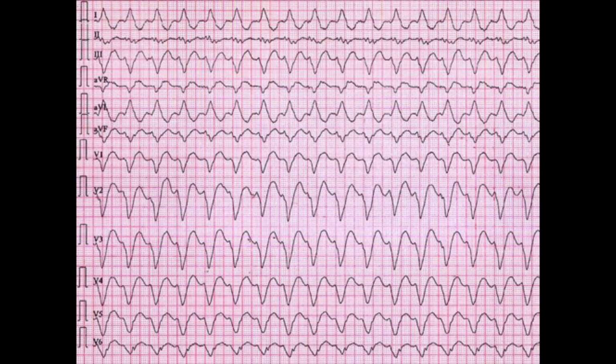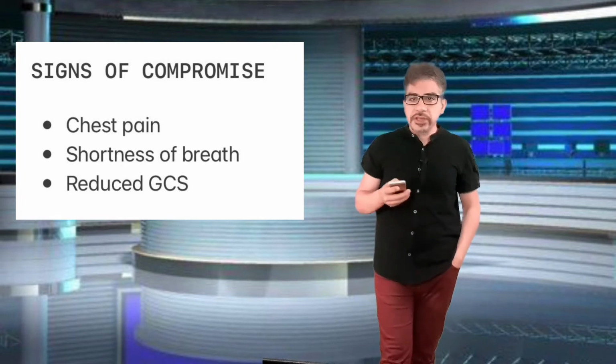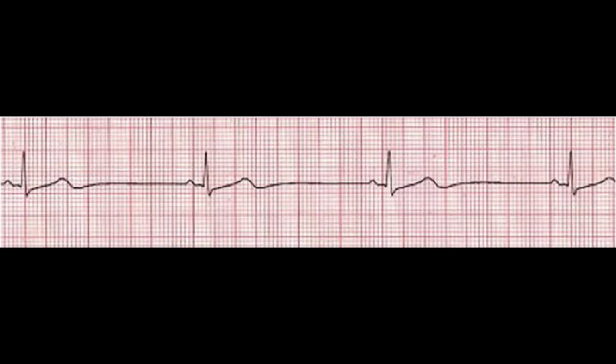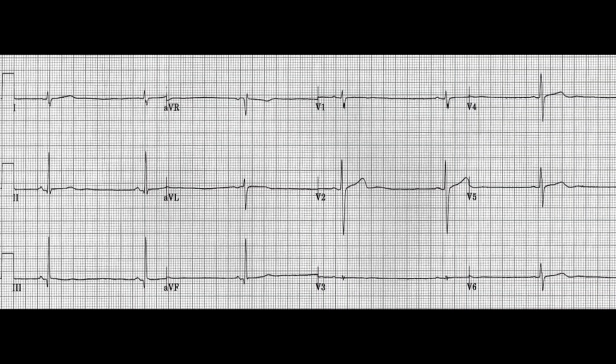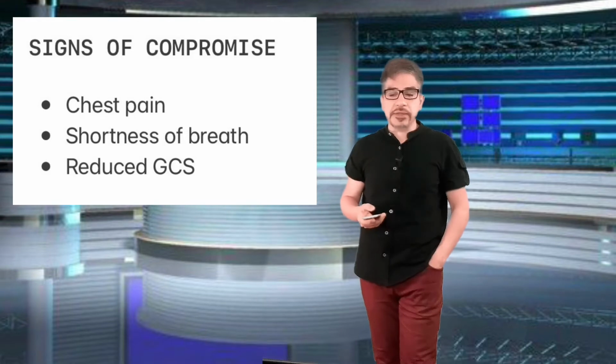Too fast or extremely tachycardic is abnormal, especially if the patient appears compromised. The signs of compromise are chest pain, shortness of breath, and reduced GCS. Always flag a tachycardic patient's ECG fast. Too slow or extremely bradycardic is not normal either. Although an athlete who runs 1,000 kilometers a day may have a heart rate of 38, and that may be entirely normal for them. Again, too slow, especially in presence of signs of compromise, is abnormal. Get the patient seen pronto.